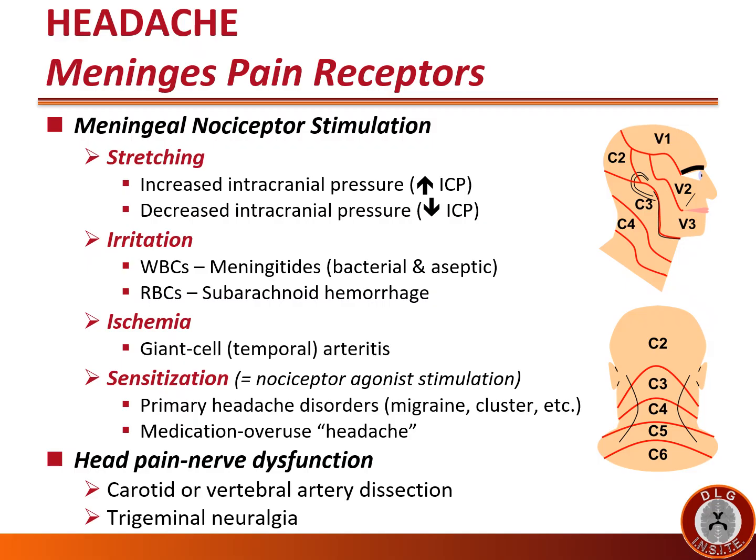It only occurs in older folks over 60 who get ischemia in the middle meningeal artery from that condition. And then you can turn on the meningeal nociceptors through sensitization. That means specifically nociceptor agonist stimulation, usually by the chemical called calcitonin gene-related peptide, or CGRP. And this is how you get headache in primary headache disorders, the most common being migraine, other examples, cluster, etc. And how you get constant headache in the condition medication overuse syndrome or medication overuse headache.